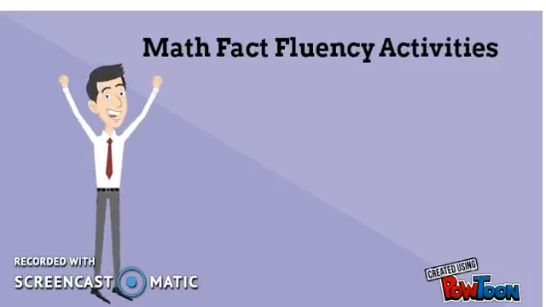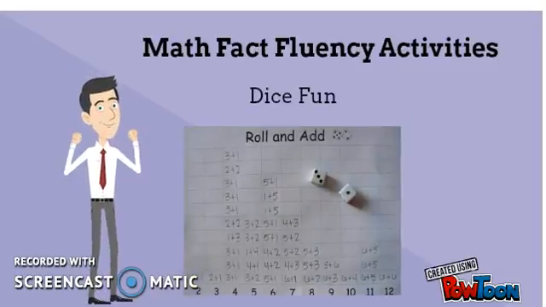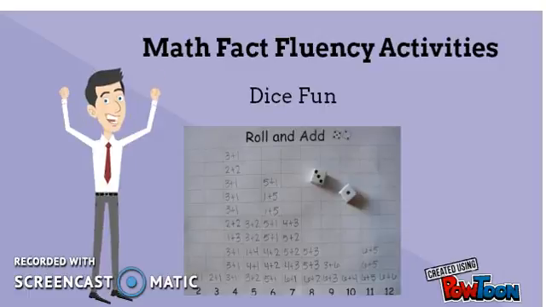Another idea for a math fact fluency activity is roll and add. You can use dice, small, or you can find large dice at Five Below, and students roll two dice and they add the numbers on there. Another thing that you can integrate into your dice fun or any of these math fact fluency activities is comparing numbers. So they're playing a game, you can have your whole family involved, they can roll and add, and then compare to see who has the largest number or the smallest number.